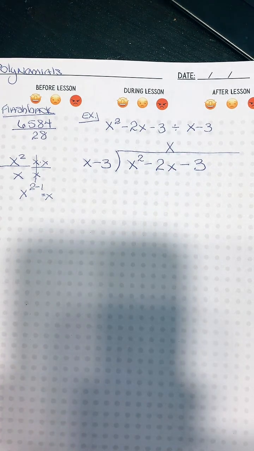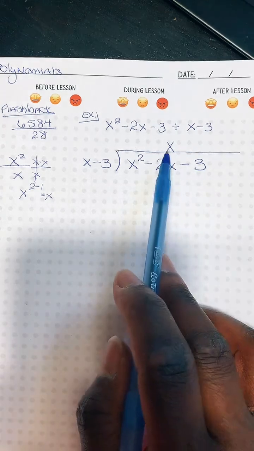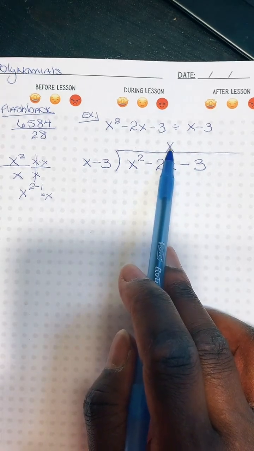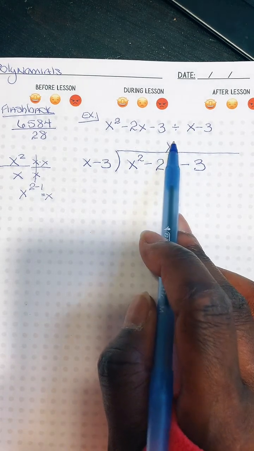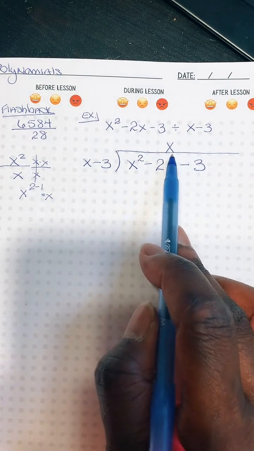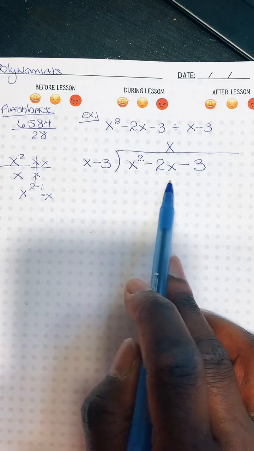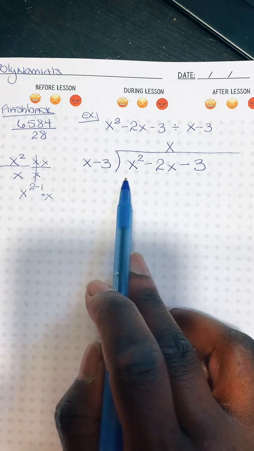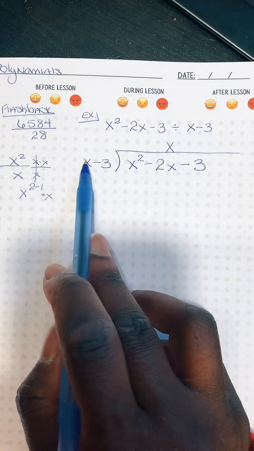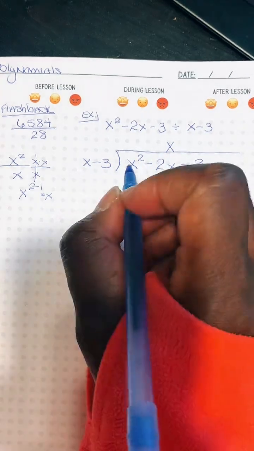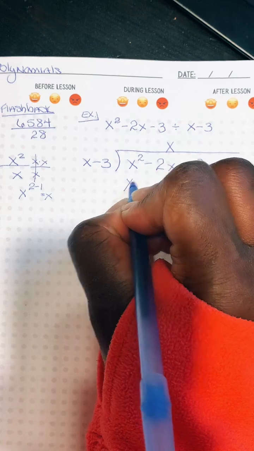I love it. All right, so we figured out what my first term is going to be in my quotient. Now we're going to use that x to figure out what's going to go underneath the dividend. So let's use it. x times x gives me that original x squared.